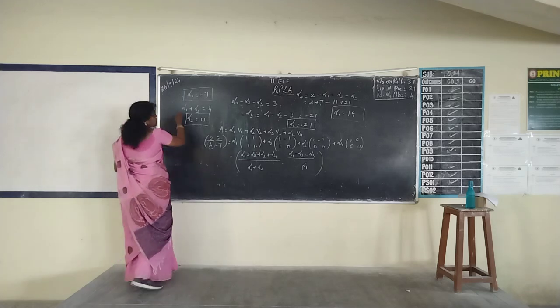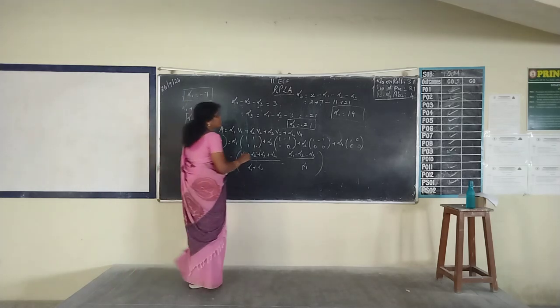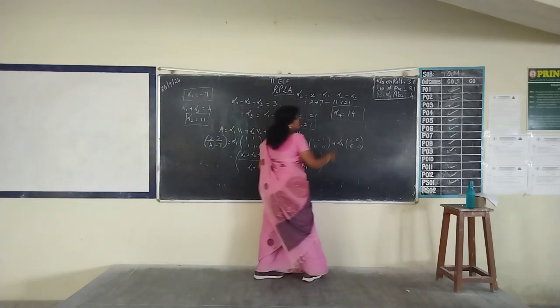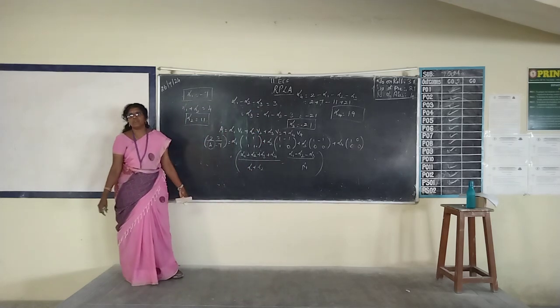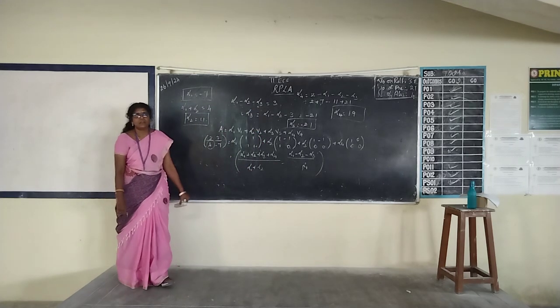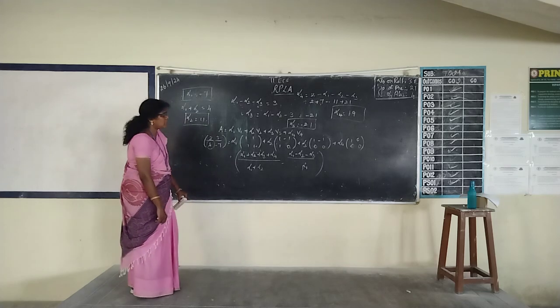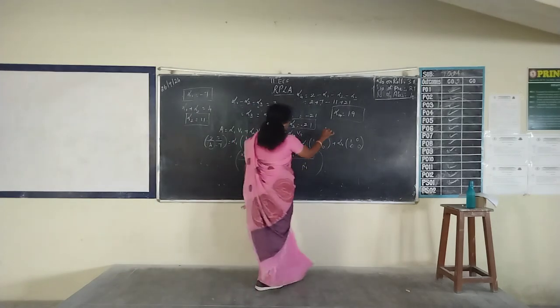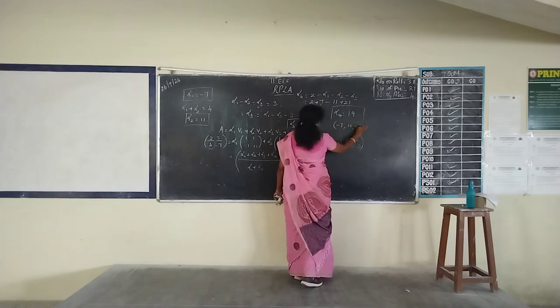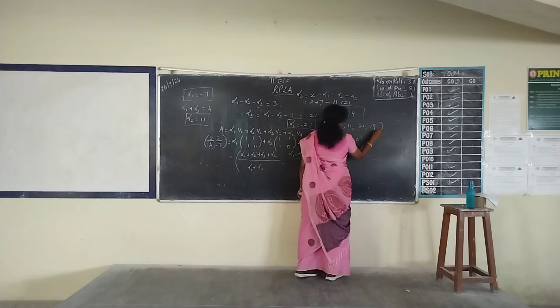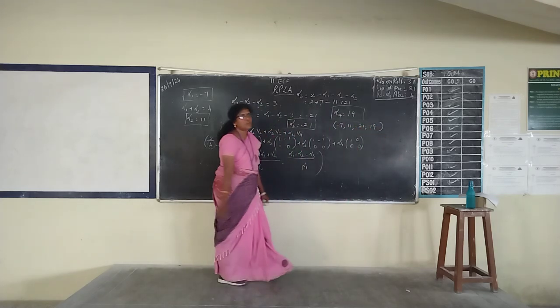This is alpha 4 or what? That is alpha 1. So, final conclusion: hence the coordinate of A is, write as a vector of alpha 1 onward, minus 7, 11, minus 21, 19. This is the coordinate of A.